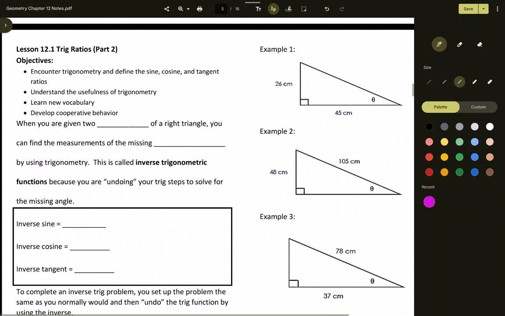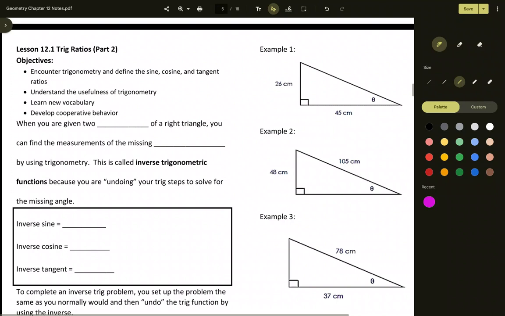Today we are covering section 12.1, part 2 in geometry with our trig ratios. So in our last lesson, we talked about SOHCAHTOA and how to set it up on a right triangle to find a missing side length. Today we are going to be doing kind of the opposite. Instead of a missing side length, we're going to be looking for a missing angle.